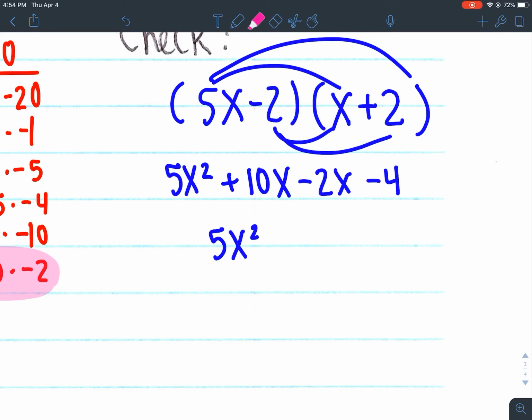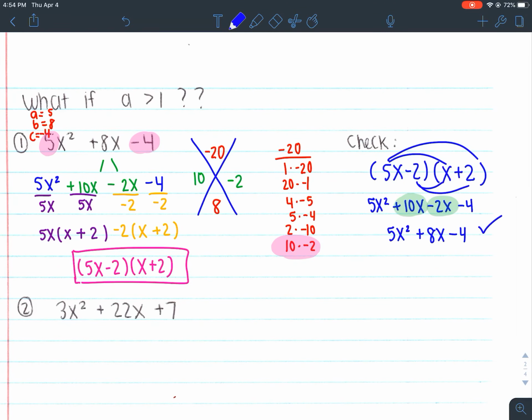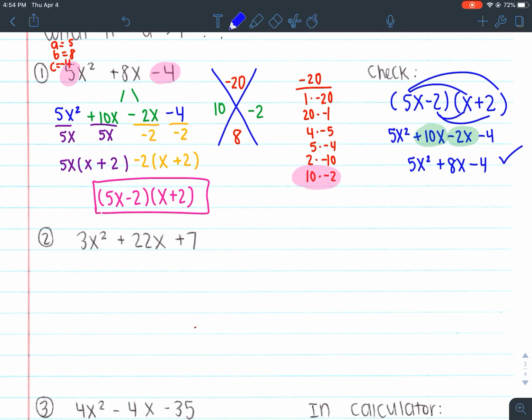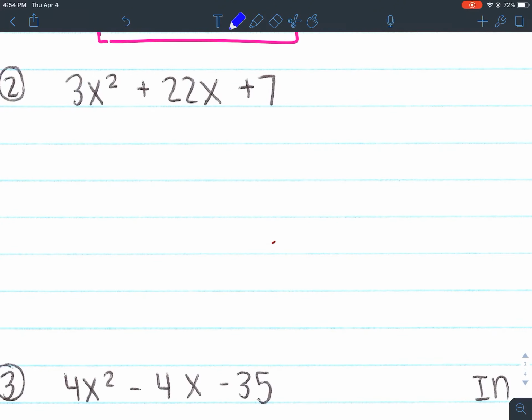I have like terms, which is going to give me positive 8x minus 4. Does that match what I started with? Yes, it does. So I did number 1 correctly. Now, if you're like, well, this is super easy, this is the same thing as yesterday, go ahead and try number 2 on your own. You can pause the video if you need to.